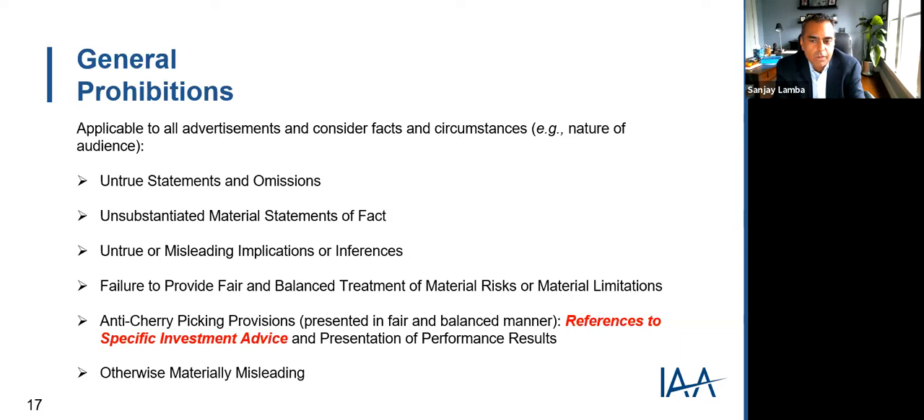I want to highlight this next one, and that's why it's written in red. It's the anti-cherry picking provision. So you're required to present in a fair and balanced manner any references to specific investment advice and presentation of performance results. Now, this is an area where we've been advocating for a long time. I think this is perhaps one of the top complaints that we hear about the current rule, which is you'd like to be able to tell stock stories. You'd like to be able to reference particular specific investments to tell a story of how your strategy is informed given any market conditions. Those are just some of the examples. And as you know, the current framework, which developed through no action letters, really limited what you can talk about. So we were pleased to see this become a principles-based, fair and balanced disclosure-based approach.